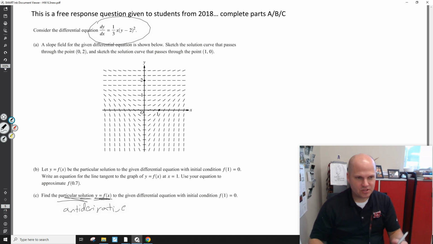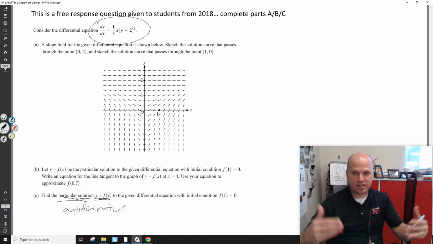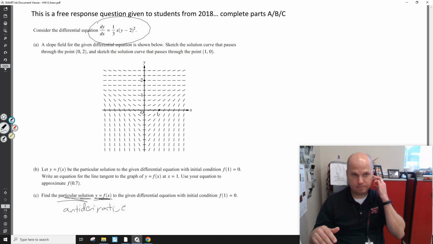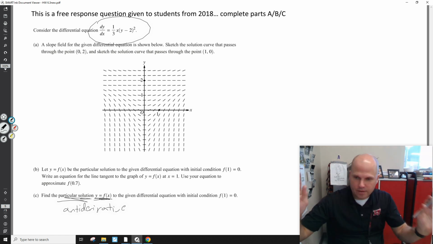There are other questions. Usually with these free response questions, either part C, the last part, or the second to last part actually has you take the antiderivative. Just pay attention to the directions. Sometimes it would be different. Part A doesn't have to do with antiderivatives.